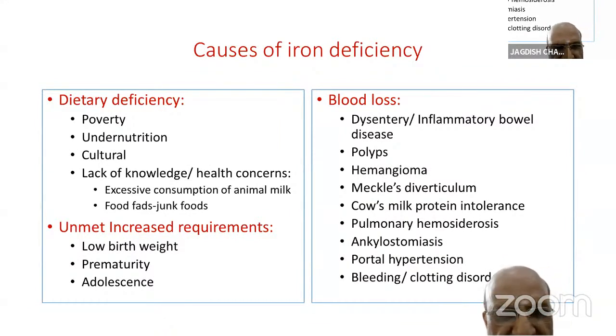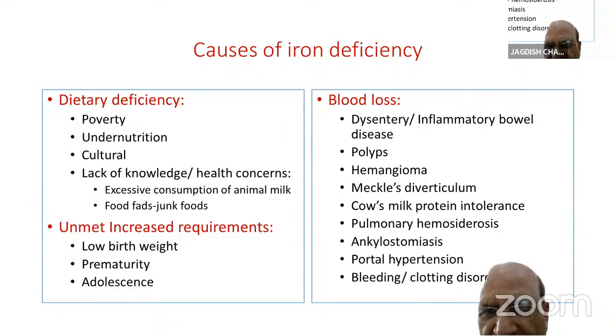So in the adolescent age group, the food, fats, and junk foods, they are more common causes of anemia because of dietary deficiency. The other important cause is unmet increased requirements. We are all familiar with this, the low birth weight and premature babies, they need to be supplemented. And if they are not supplemented, then they will become iron deficient. And similarly, adolescents, because of growth spurt, they also need more iron compared to the younger children. And again, unsupplemented, they might develop iron deficiency.